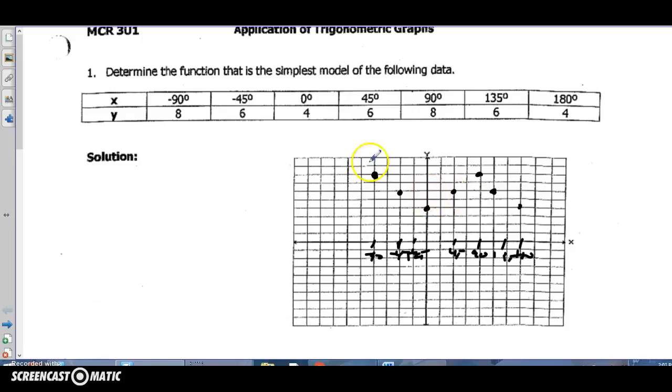It is a sine curve, so don't just connect these. Okay, we have tops, and we have bottoms, and then we have this guy here is half a bottom, this guy here is half a top. So that's what that looks like. And we have to come up with an equation with this.